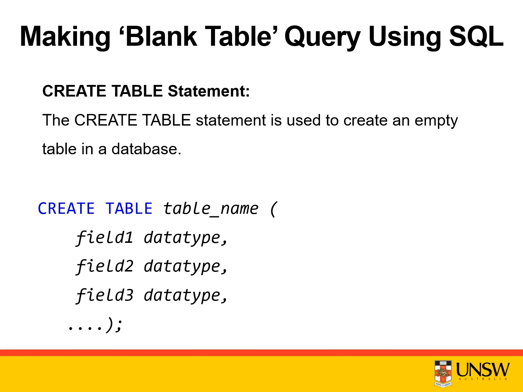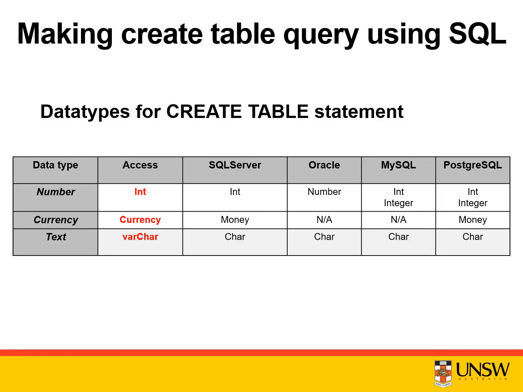In addition to defining different queries using SQL language, you can use this language to create a table from scratch. Just type create table and the name of the table that you want to create. Then open bracket and type the name of different fields followed by their data types. This table shows different data types that you can use while using create table command. If you want to define a field as text, type varchar. If you want to define it as number, type int. And when you want to add a currency field, type currency.